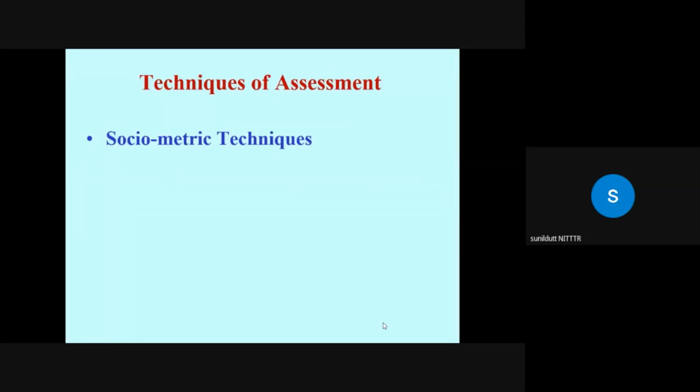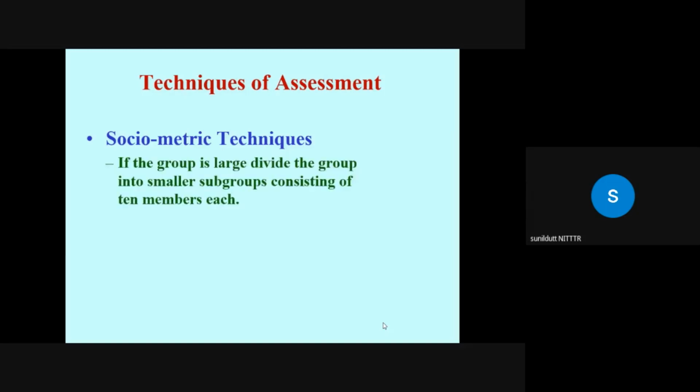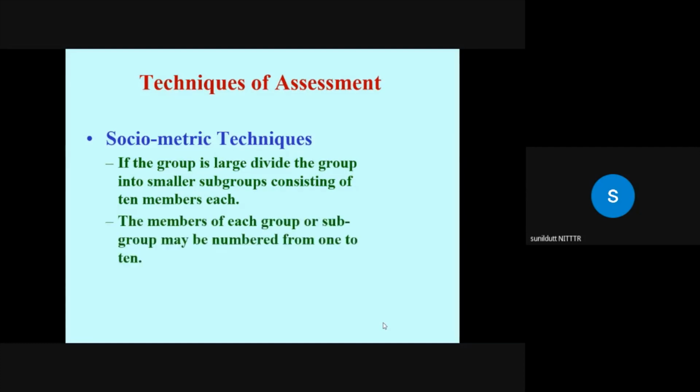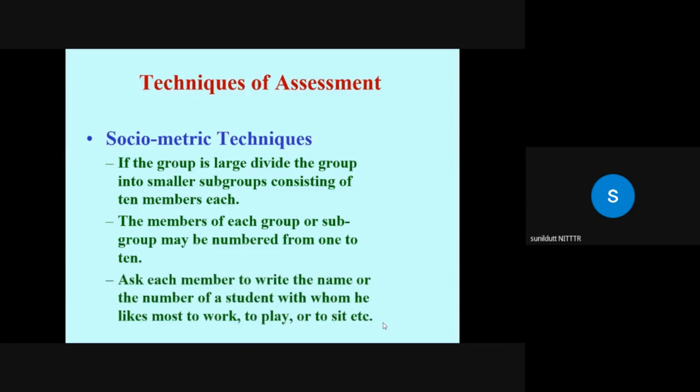Then another is sociometric technique. Again, this is a wonderful technique. This allows the teacher to appraise the social acceptance of different learners and the social structure of the group. So, in order to provide information on social behavior, teachers study the social structure of the classroom by asking students to make certain meaningful choices. For example, with which student would you like to work in the laboratory or workshop, or with which two students would you like to take up a project work?